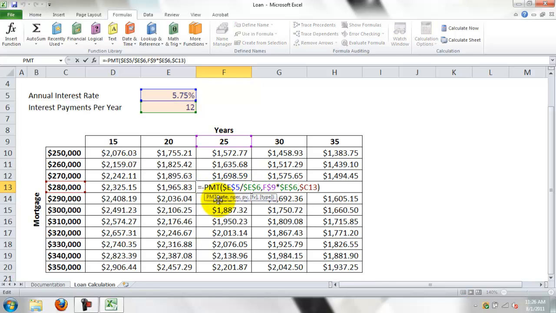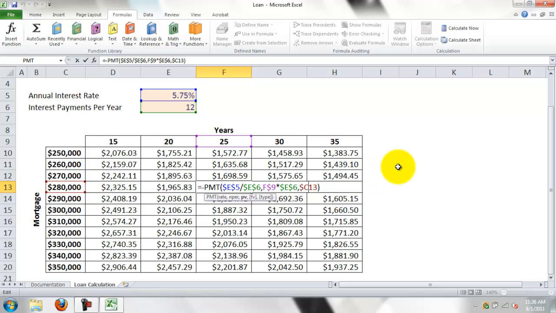For my interest rate, I've got E5 divided by E6. That's what I want. Remember, that's not going to change. And that's where absolute references kept it the same for us. And my number of periods, I've got F9. So F9 is 25 years times E6, 12 payments per year. Perfect. And then for my present value, the amount of the mortgage right now, I've got C13. Since I'm working in this row here, 13, it automatically updates to $280,000.